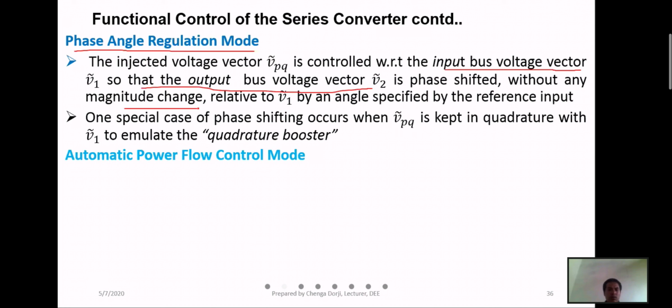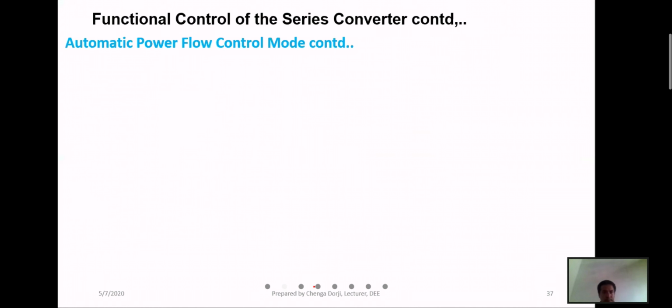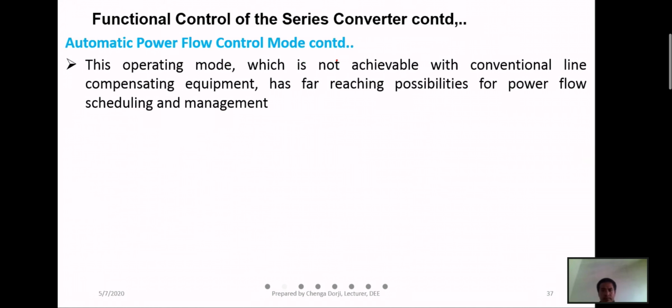And then the last type you have is automatic power flow control mode. Here the power flow is automatically controlled. The magnitude and angle are controlled so as to force such a line current that results in the desired real and reactive power flow. This mode, which is not achievable with conventional equipment, has far reaching possibilities for power flow scheduling and management. So this is mainly used in power flow scheduling and management.